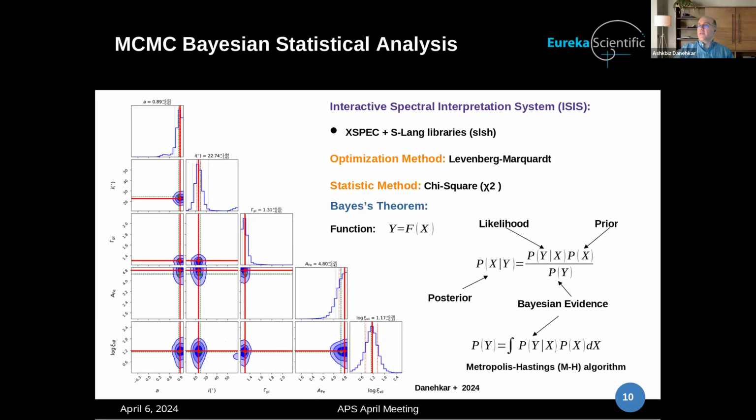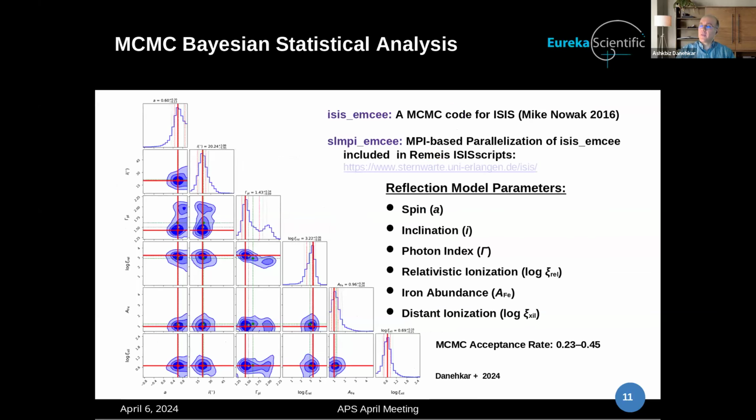I use Bayesian statistical analysis to obtain the higher and lower limits for spin value, inclination, power law index, and iron abundance. We fit using a model, and then use those posteriors to obtain the 1 sigma, 2 sigma, and 3 sigma constraints on the different parameters: spin, inclination, and photon index. We also have the photon index here, and the ionization parameter of relxill, which is for the inner region, and xillver for the distant region.